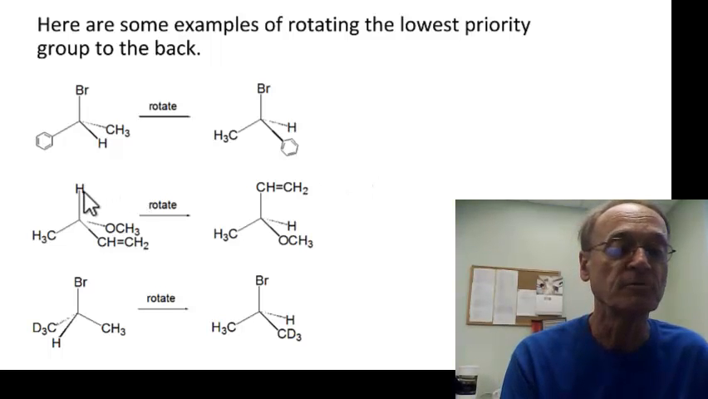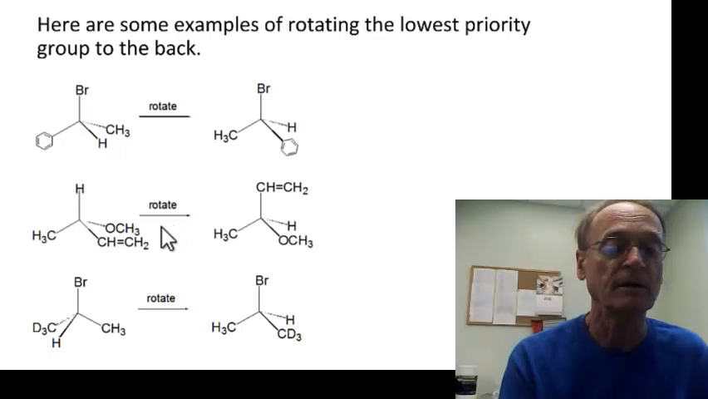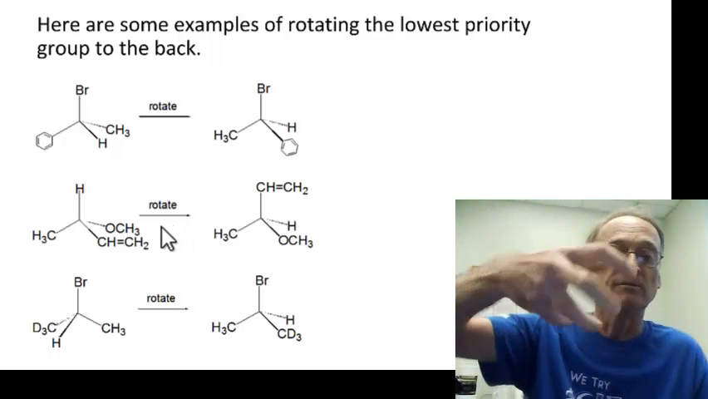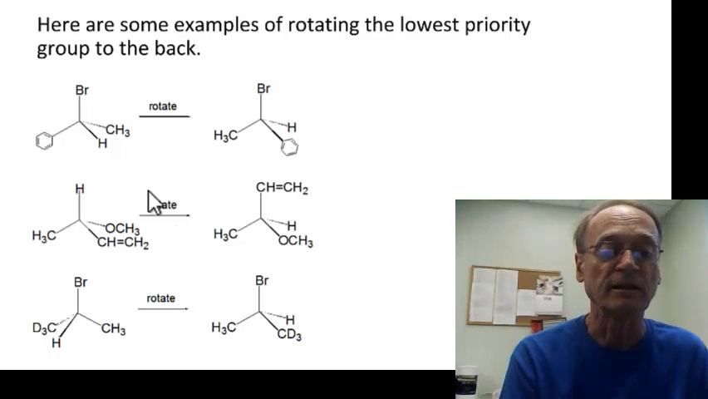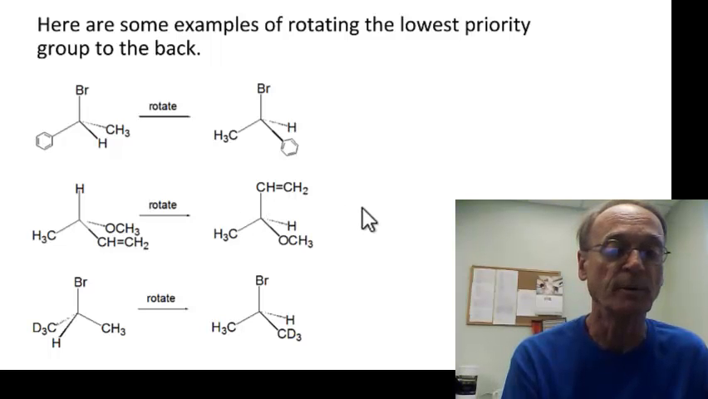Well, if this hydrogen moves to the back, that's going to bring this methyl group to the front and move that vinyl group up to the top. So basically I'm rotating it this way. So again, take a minute and stare at this and see if you can see what happened to the OCH3 group, what happened to the CH=CH2 group, and what happened to the hydrogen. The point is you need to push it in whatever way you can to get that hydrogen, or whatever the lowest priority group is, to the back.